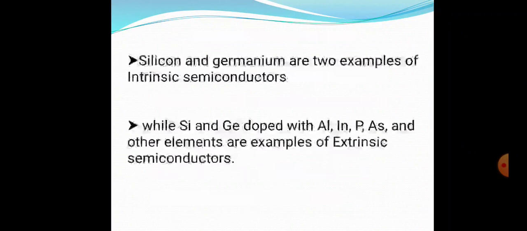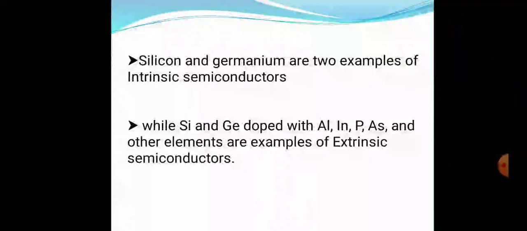Silicon and germanium are usually called elemental semiconductors, while silicon and germanium doped with aluminum, indium, phosphorus, arsenic and other elements form the extrinsic semiconductors. As I said already, phosphorus and arsenic are pentavalent impurities, and aluminum and indium are trivalent impurities. So they lead to two types of semiconductors: one is n-type semiconductor, another one is p-type semiconductor.